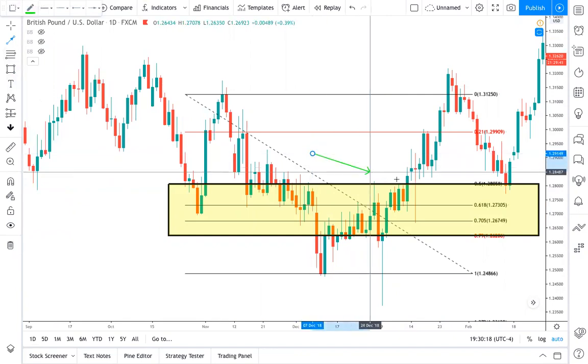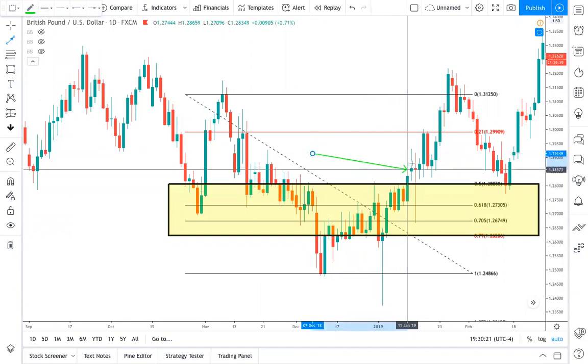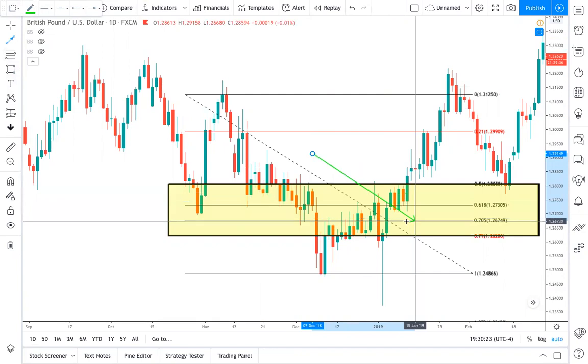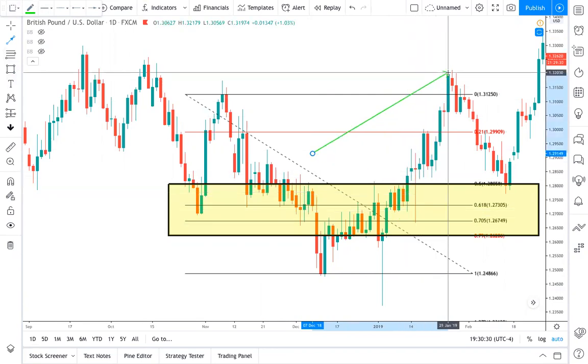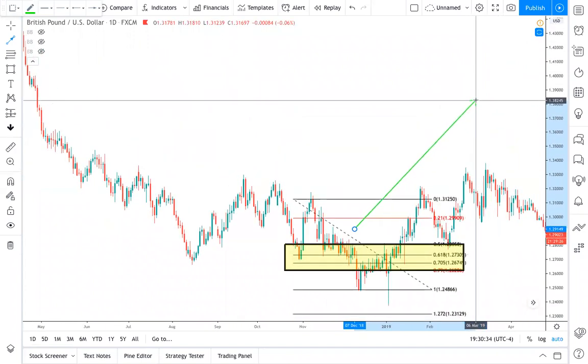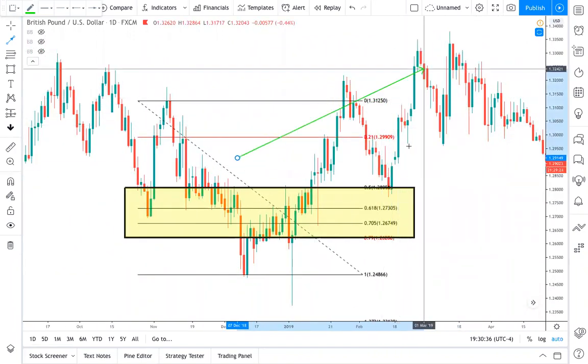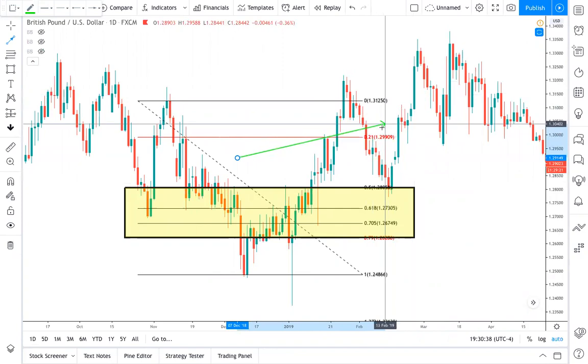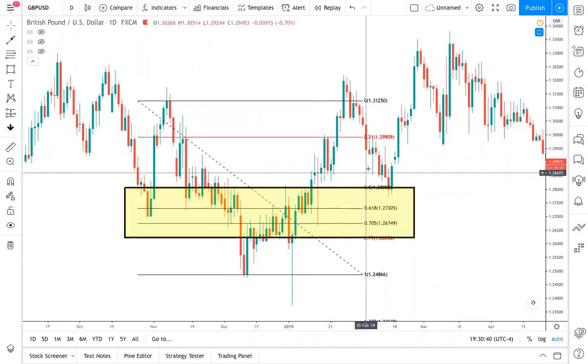What did price do? Price left the area, came back into it with this wick, hit off the 70.5, which is discount, and then came up. Came back into discount, and then came right back up. And you guys can identify these moves all the time.